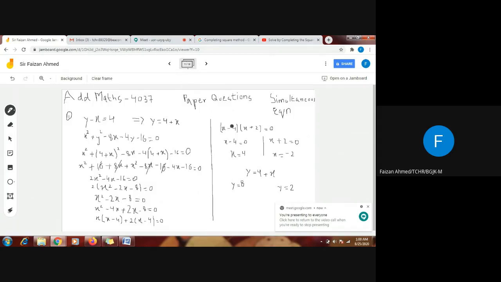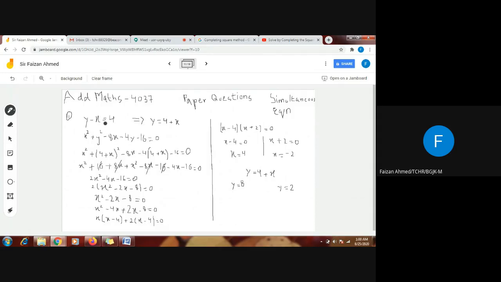And these are basically questions from the past paper. And in question number one, we have two equations. The first one was y minus x equals to 4. And the other one was x square plus y square minus 8x minus 4y minus 16 equals to 0. This is my linear equation. This is my non-linear equation.